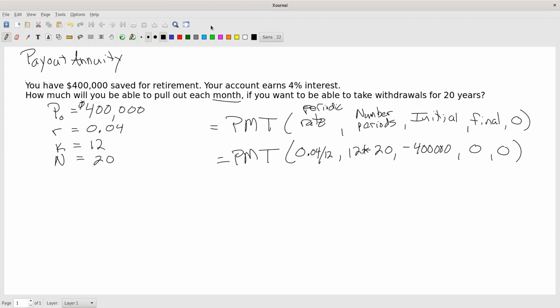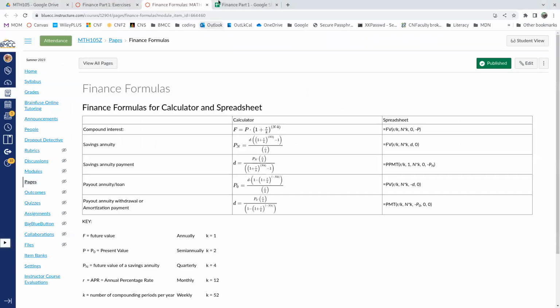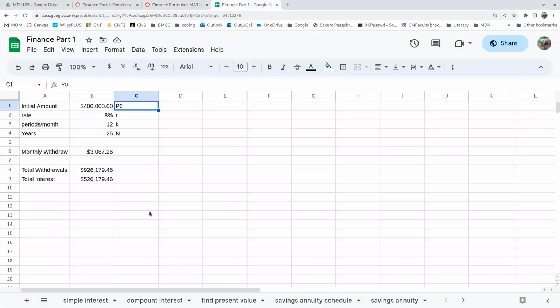Let's go to a spreadsheet and give it a shot. So I'll show you how to set up a spreadsheet like this one right here. Whenever you do a spreadsheet, like when you take notes, you should indicate what each amount means. So in one cell, I say initial amount. In the next cell, I tell you what the amount is. So I have my initial amount of 400,000. My rate in this case is not going to be 8%, but 4%. I'm just going to replace that.